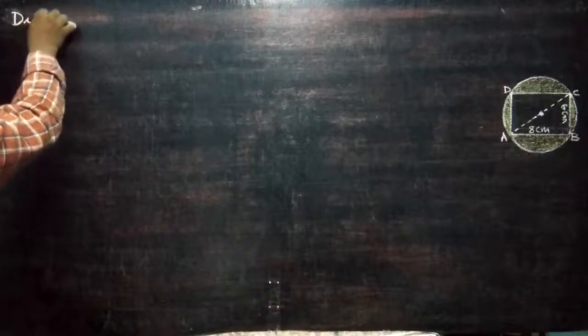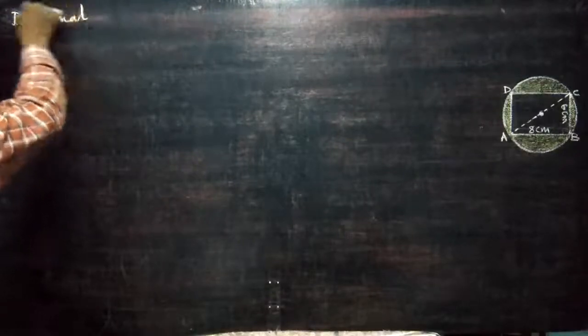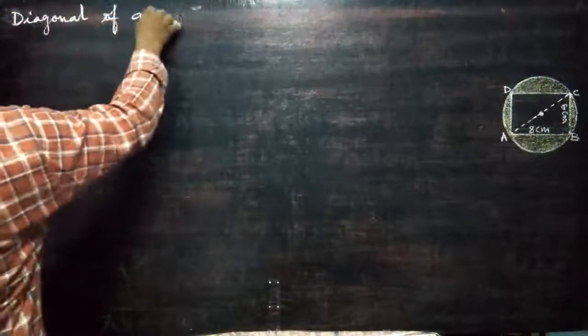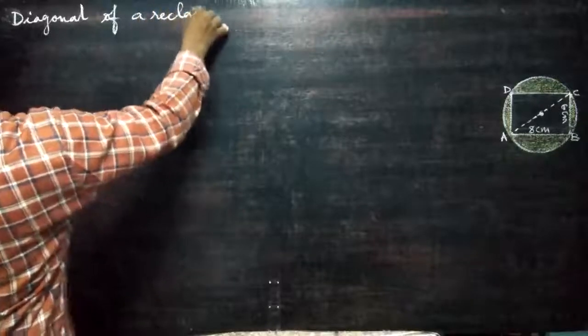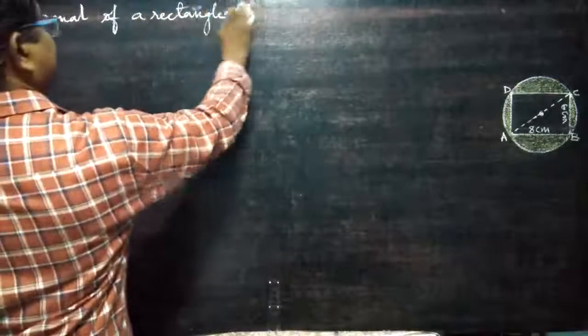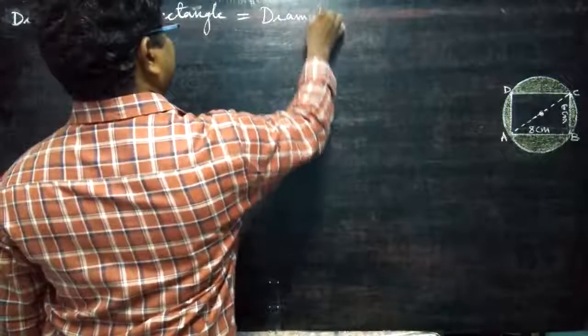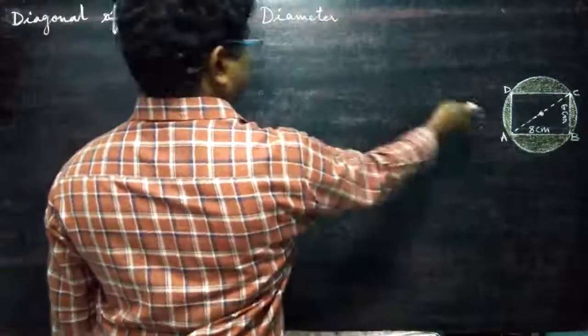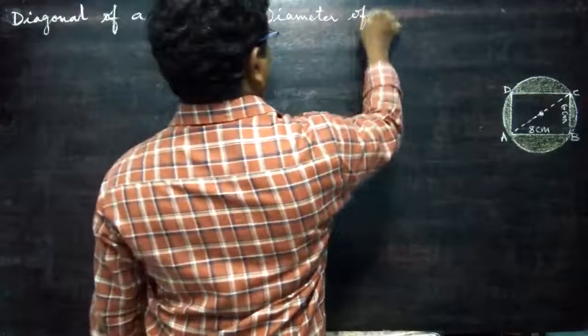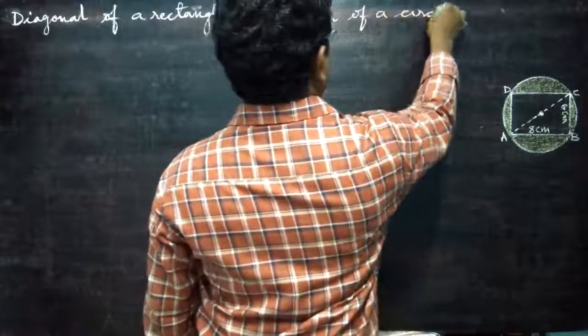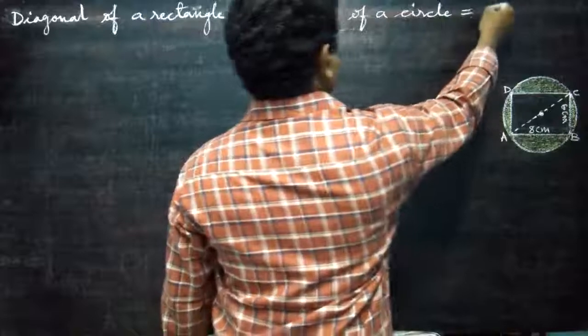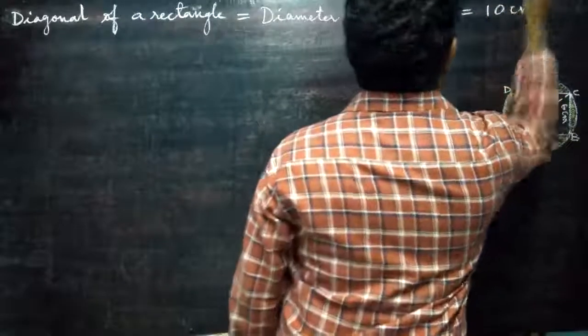Now, diagonal of a rectangle is equal to diameter of a circle. In the given figure, in this figure only, diameter of a circle is equal to 10 centimeters.